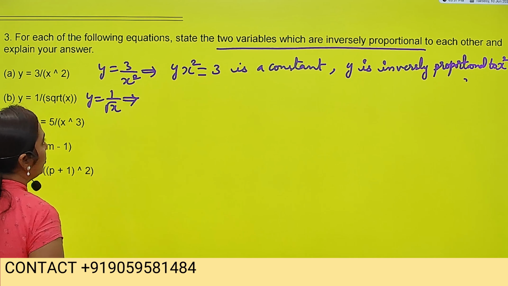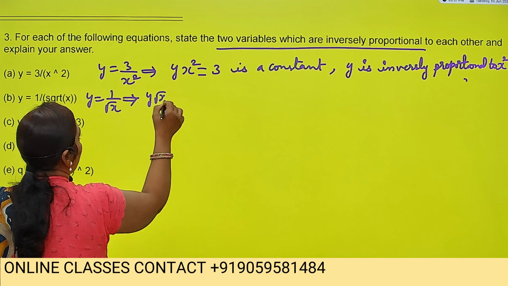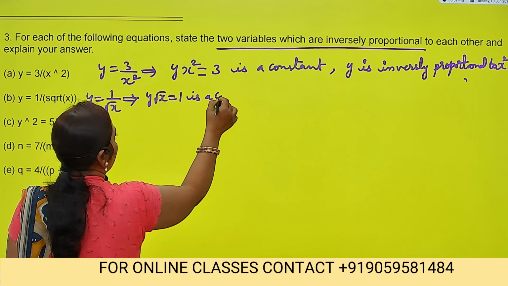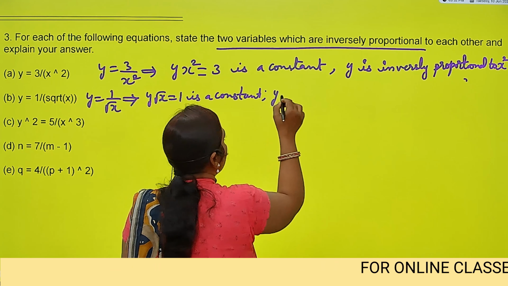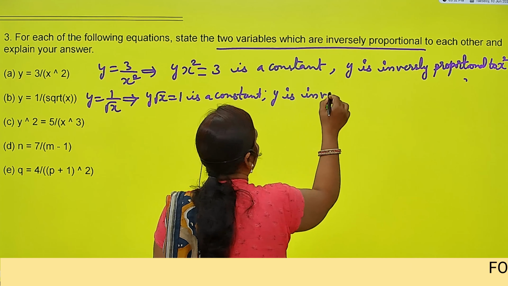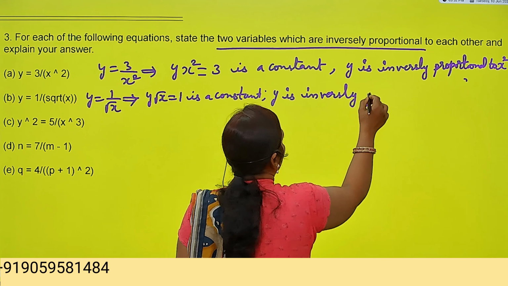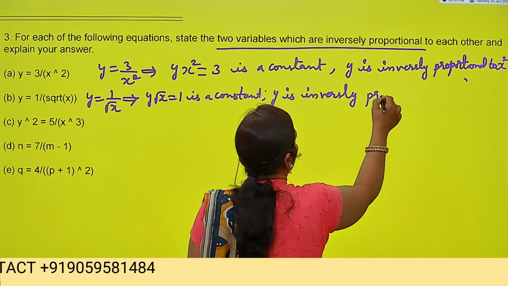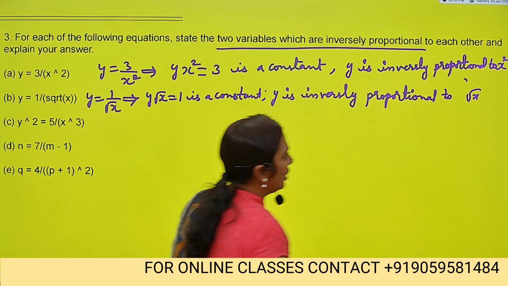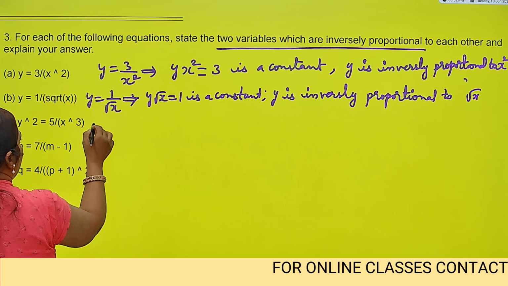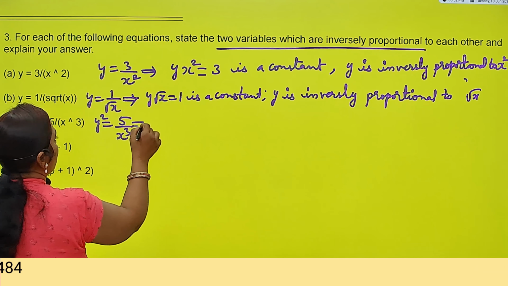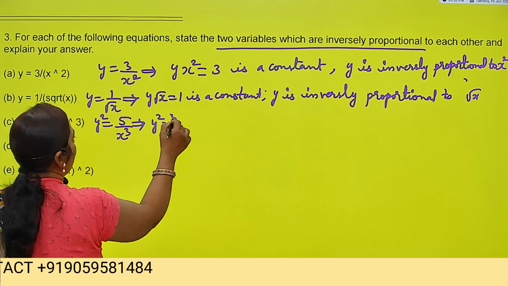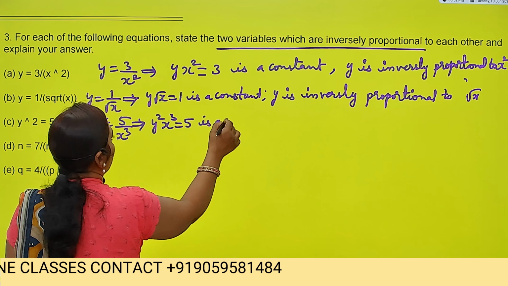Here y equals 1 over root x. From this, how to write? y root x equals 1, it is a constant. So we write it as y is inversely proportional to root x, or square root x. Next, here y square equals 5 over x cube. So from this, y square x cube equals 5, it is a constant.